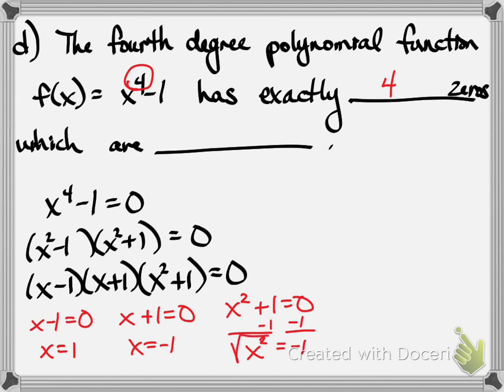Take your square root of negative 1, and that is by definition i. So our 4 zeros are 1, negative 1, i, and negative i. Exactly 4.